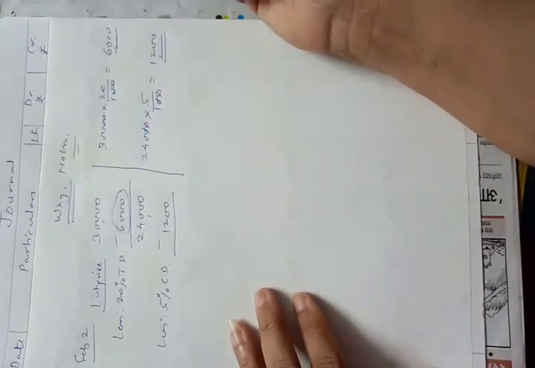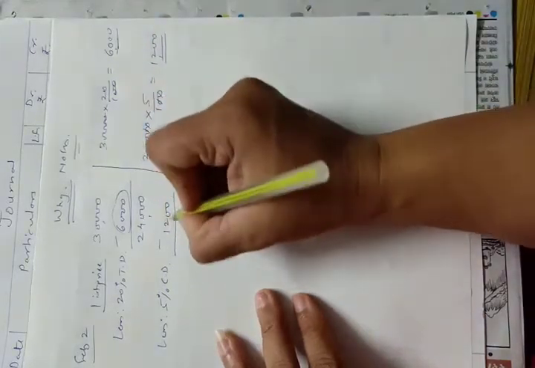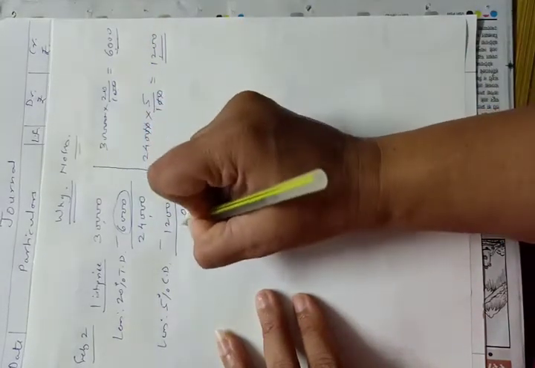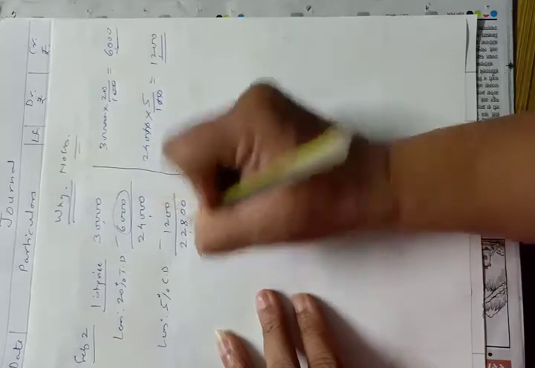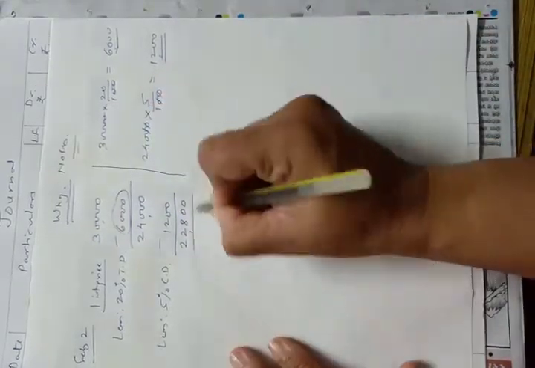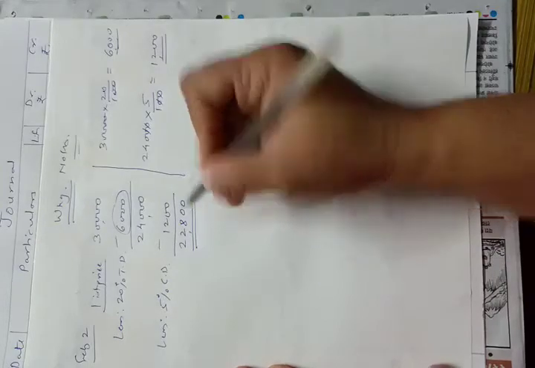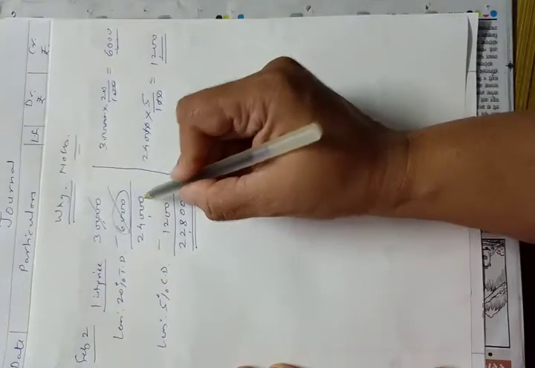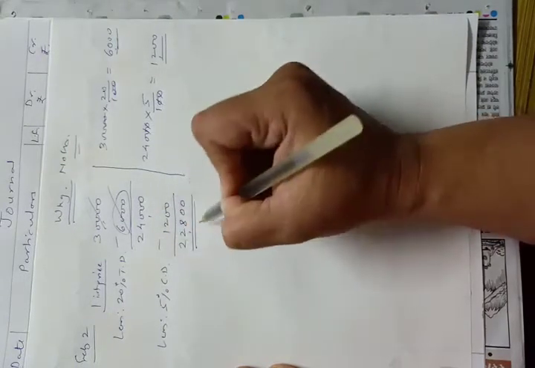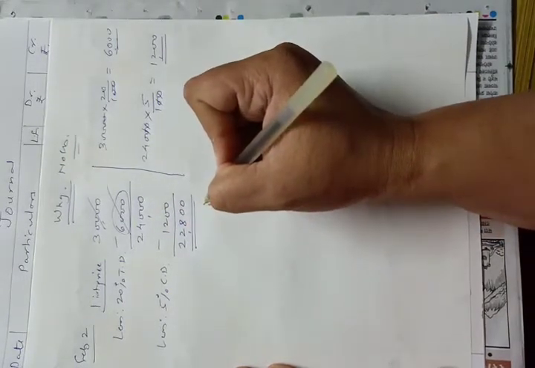So 1,200 we will deduct from this. So the remaining amount is 22,800. Now while passing the entry, we will not consider list price and trade discount. We will only consider 24,000, 1,200 cash discount and 22,800.